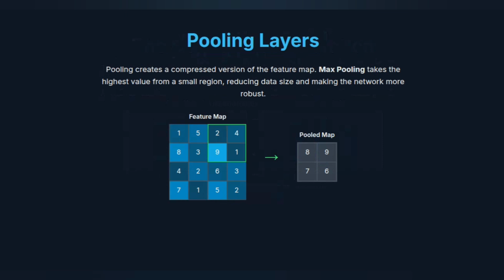Pooling does three important things. First, it reduces the size of our data, making processing faster. Second, it makes our network more robust to small changes in position. Whether the cat's eye is 2 pixels to the left or right doesn't matter. Third, it helps prevent overfitting by reducing the number of parameters.